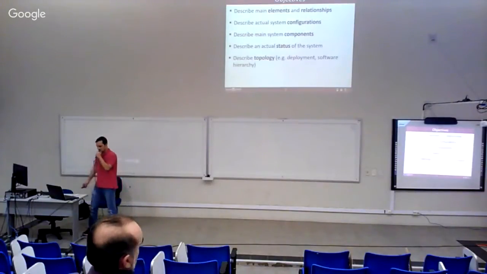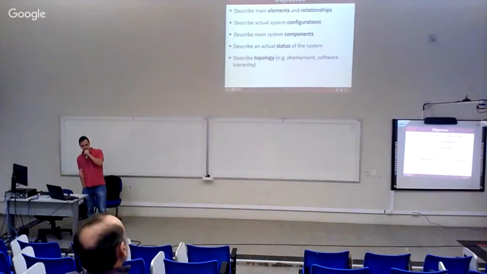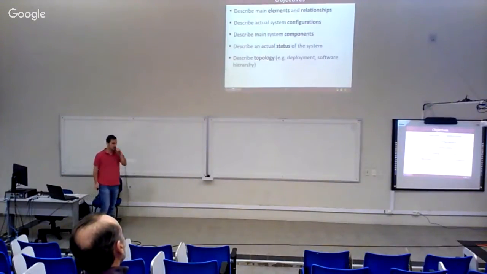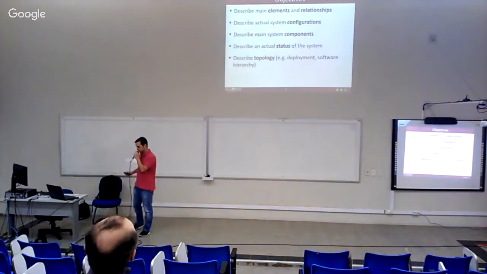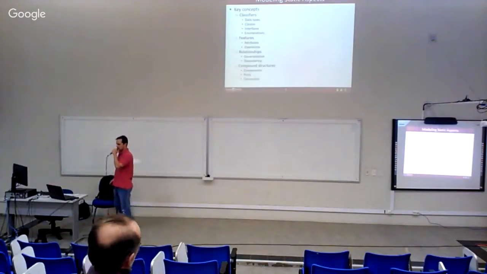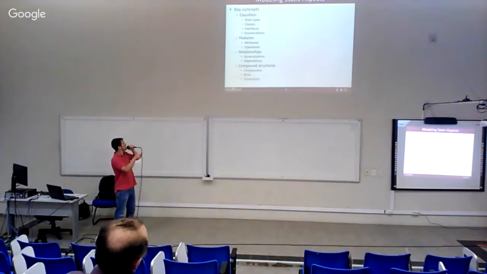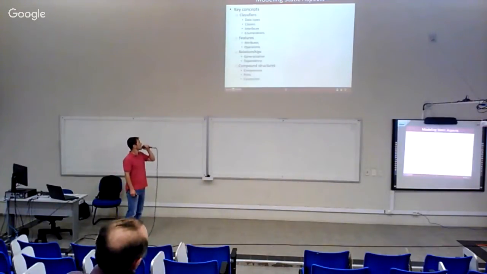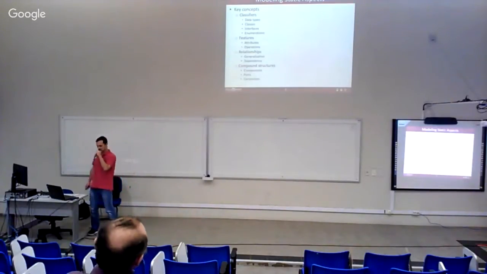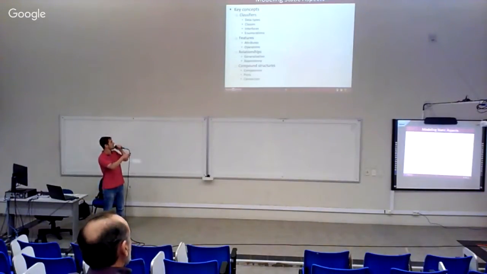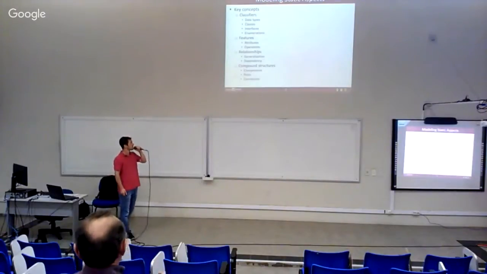And structural modeling supports the description of the topology in our system. For this purpose, UML introduces many concepts. So the key concepts are the following. We will go into the details related to classifiers. We will see data types, classes, interfaces, enumerations, and their features such as attributes and operations.